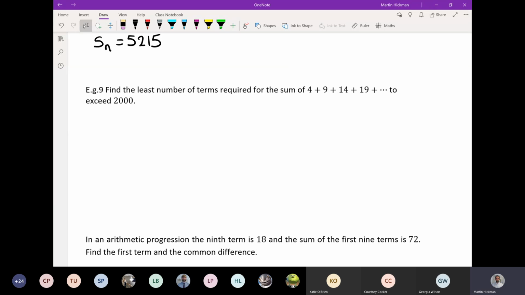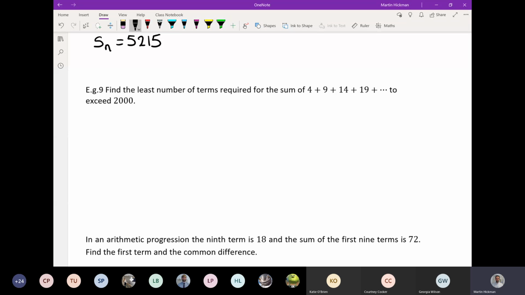Find the least number of terms required for the sum 4 plus 9 plus 14 plus 19 plus etc. all the way to whatever number we get. And what we'll do is find the least number of terms that's going to exceed 2,000. So obviously, if we just go on to infinity, we're definitely going to exceed 2,000. But basically, what's the least number of terms the sequence needs to exceed 2,000?